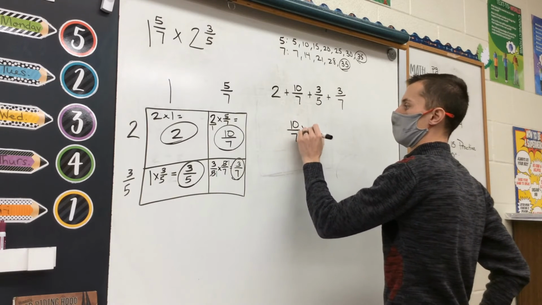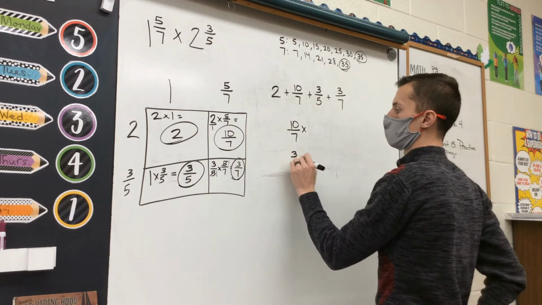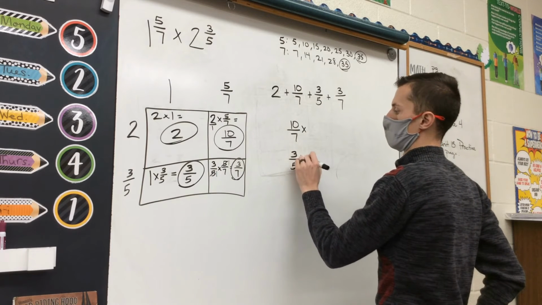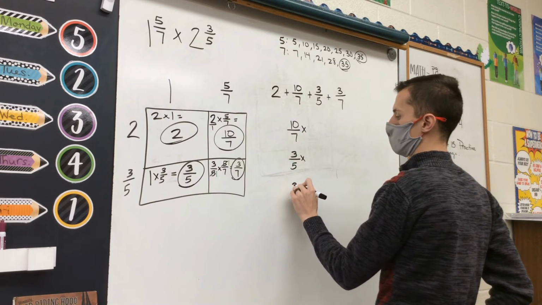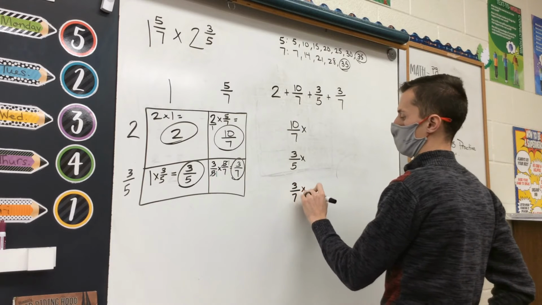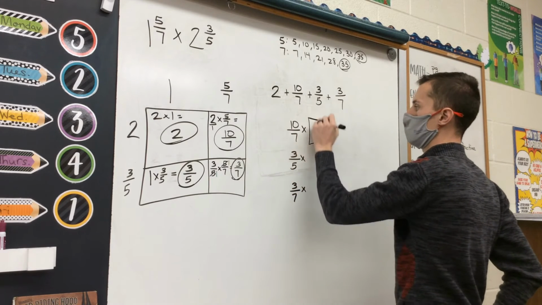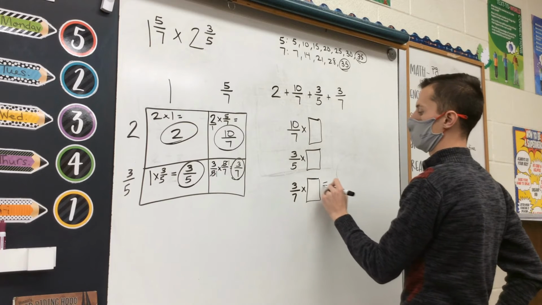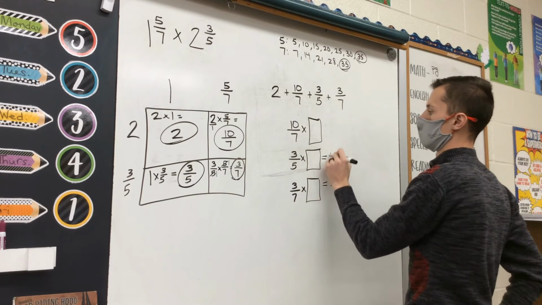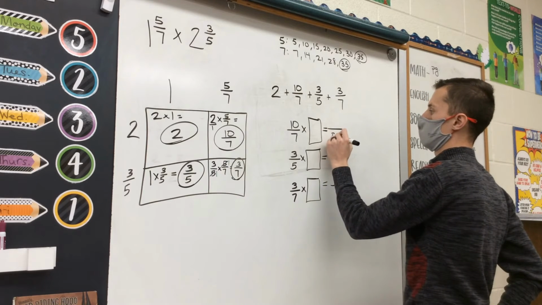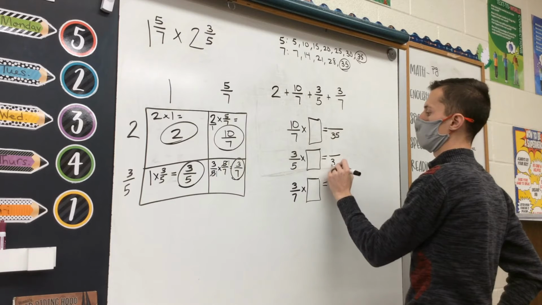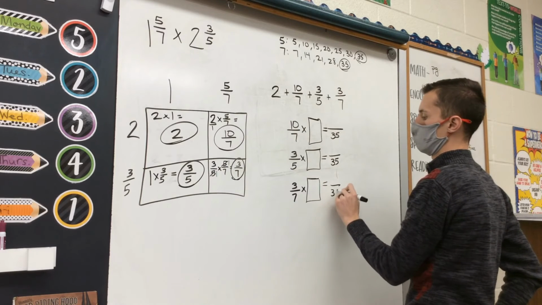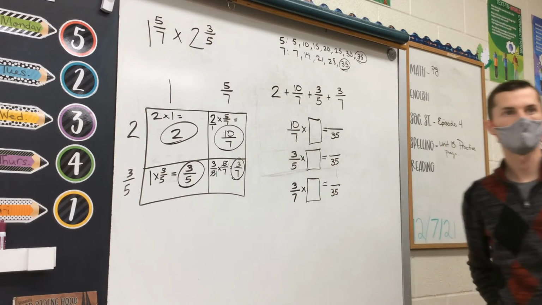So we need to get an equivalent fraction for 10/7 that has 35 as the denominator. You'll see me setting up my problems here. We're not sure what we're multiplying these by, so I draw boxes here so that we can input numbers, because we know that we have to get to 35. Okay, you'll see me put 35 on all of those.